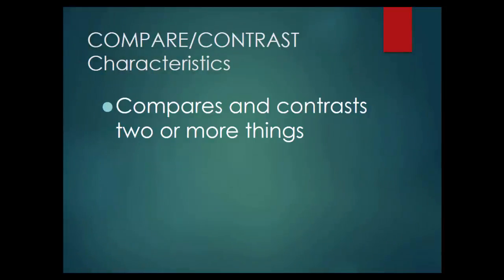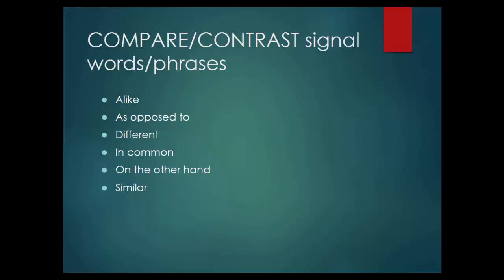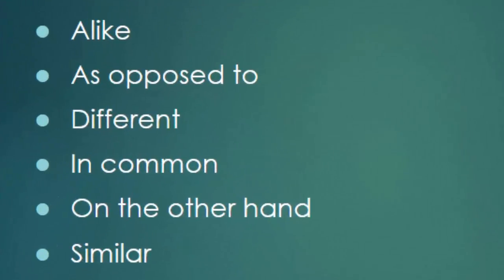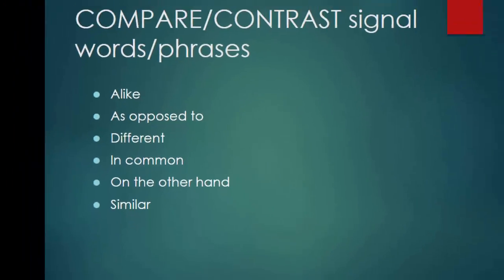When you're reading a compare and contrast text, the author compares and contrasts two or more things. They'll tell how they're alike and how they're different. Some words and phrases that you look for in compare and contrast would be alike, as opposed to, different, in common, on the other hand, or similar.